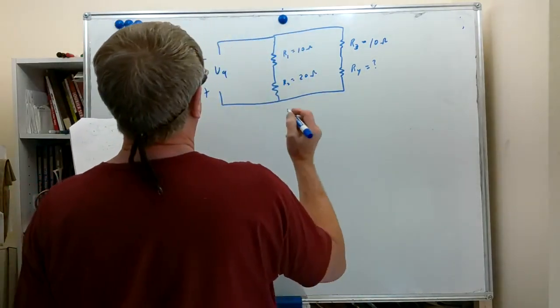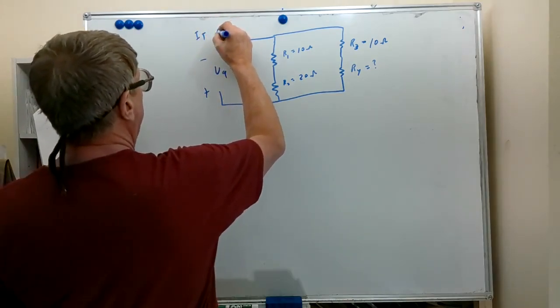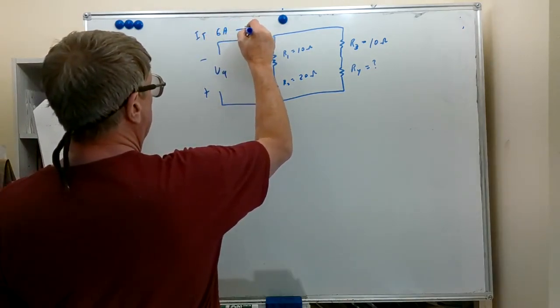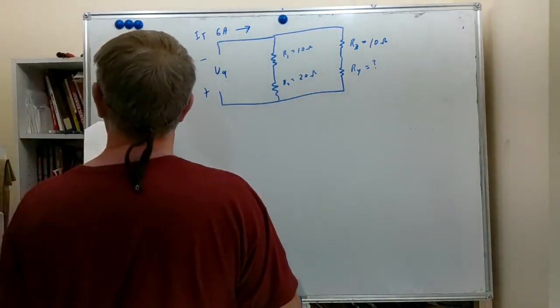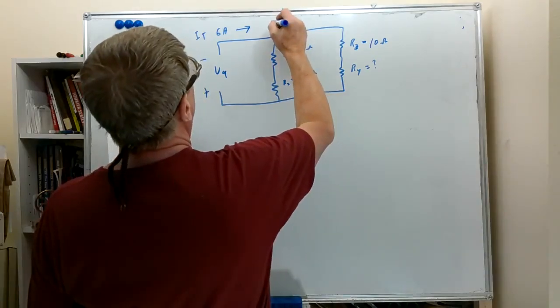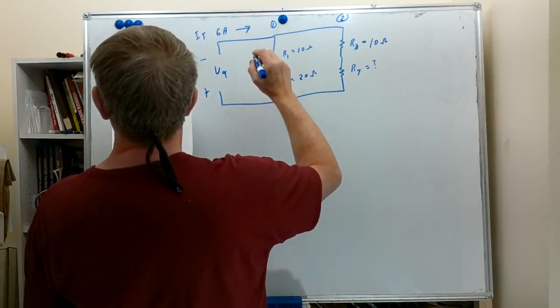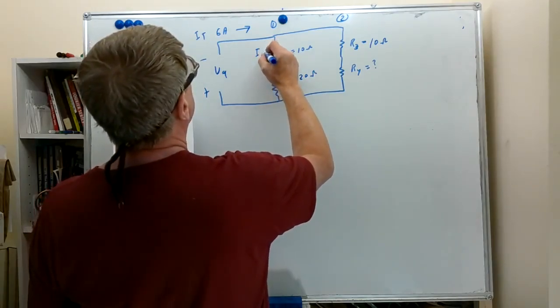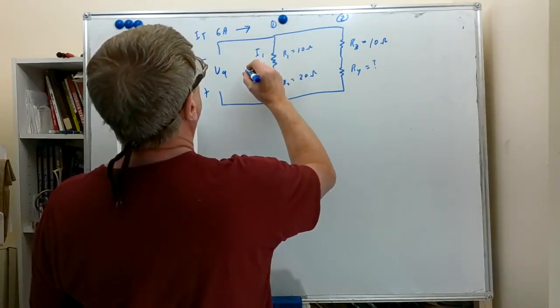We are given an IT of 6 amps. Of course, this flows out of the power supply from the negative to positive. We're doing electron flow. And we'll call this branch 1 and this branch 2. And we have a current of I1 in branch 1, which is 4 amps.